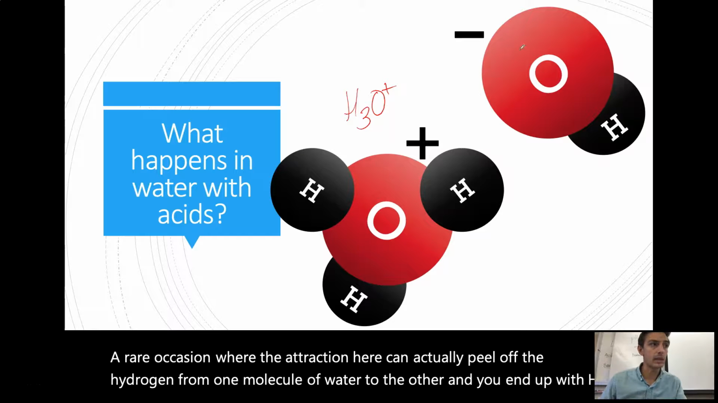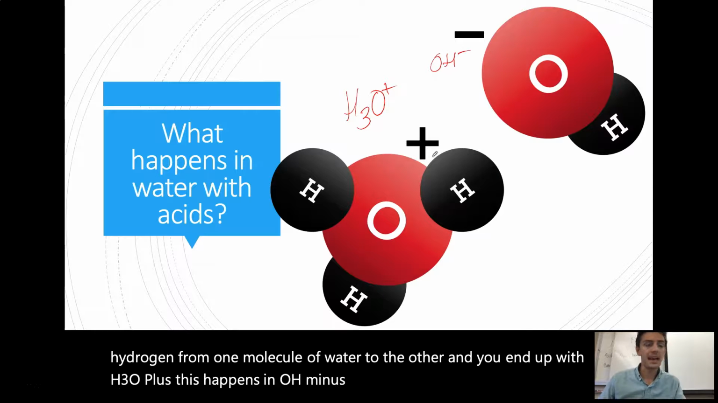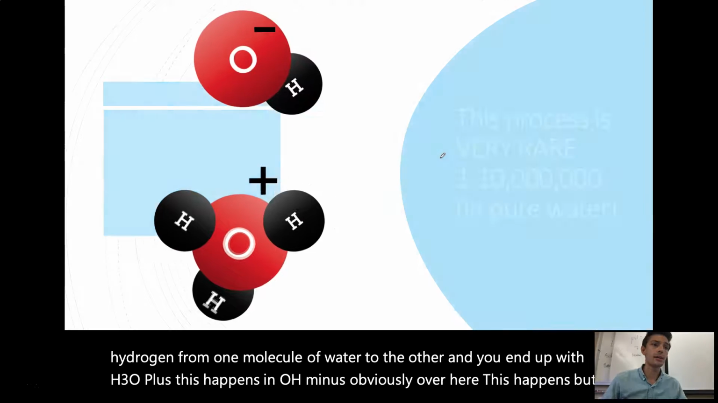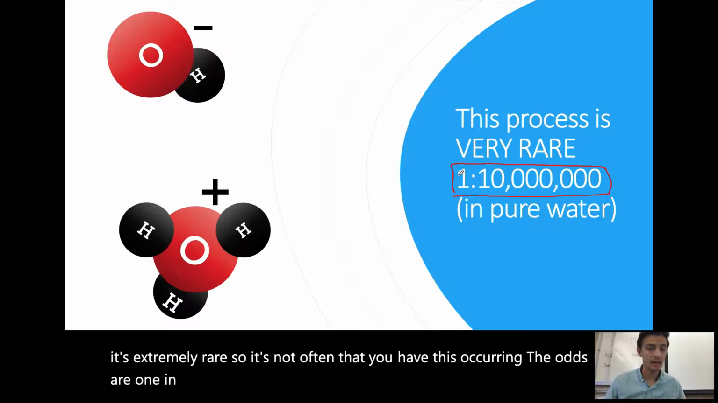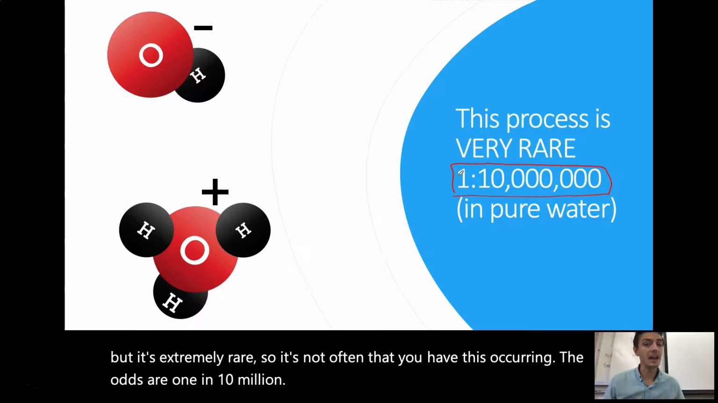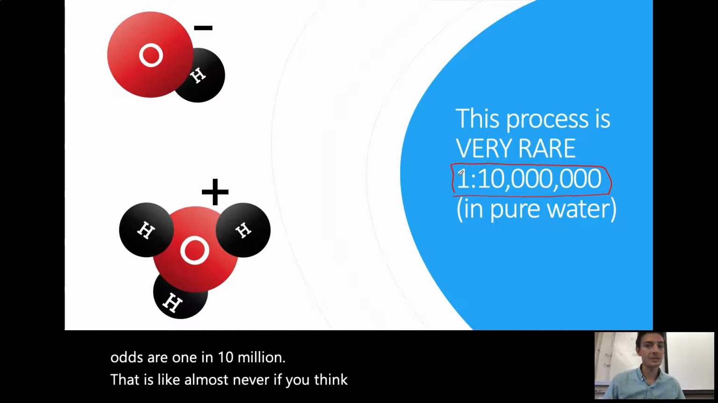This happens, and OH minus obviously over here. This happens, but it's extremely rare. So it's not often that you have this occurring. The odds are 1 in 10 million, okay? That is like almost never. If you think about your odds of winning the lottery, it's something like that.